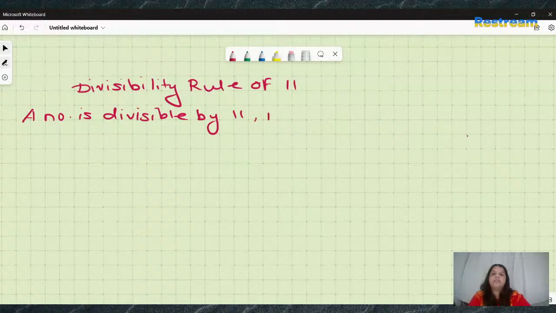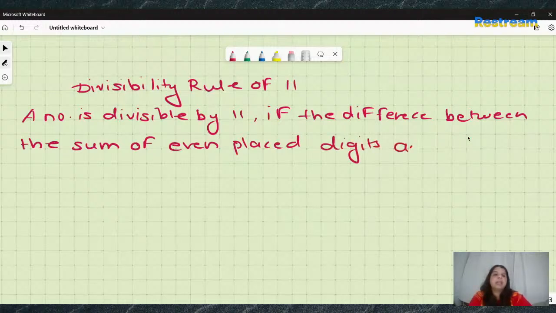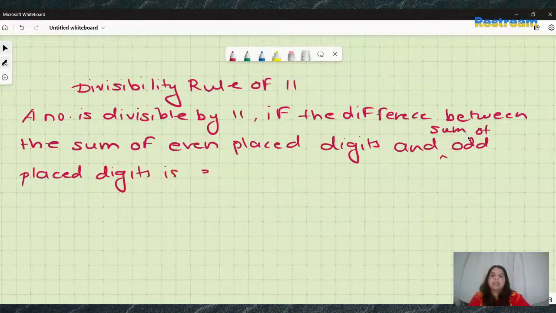by 11 if the difference, read it very properly, if the difference between the sum of even placed digits and the sum of odd placed digits is either 0 or 11. Okay, so we are going to take an example.